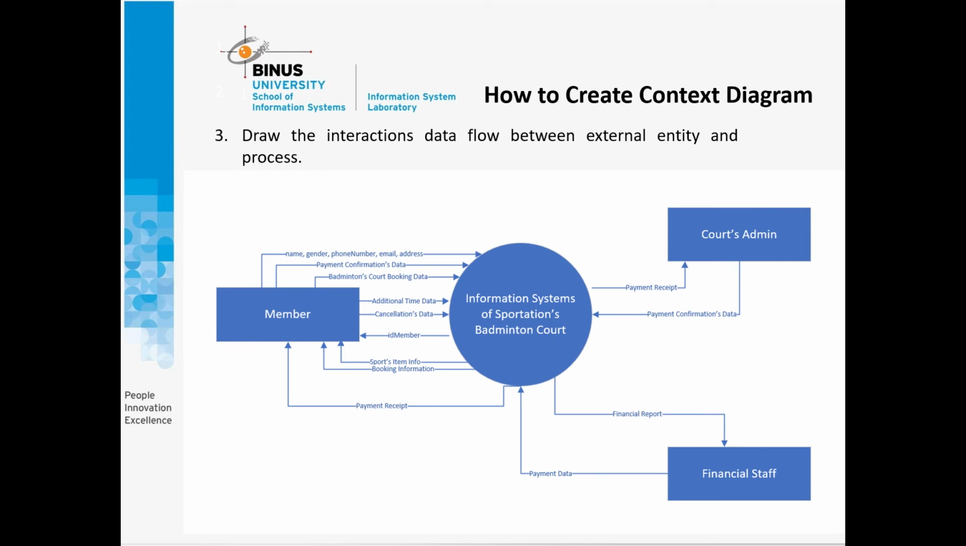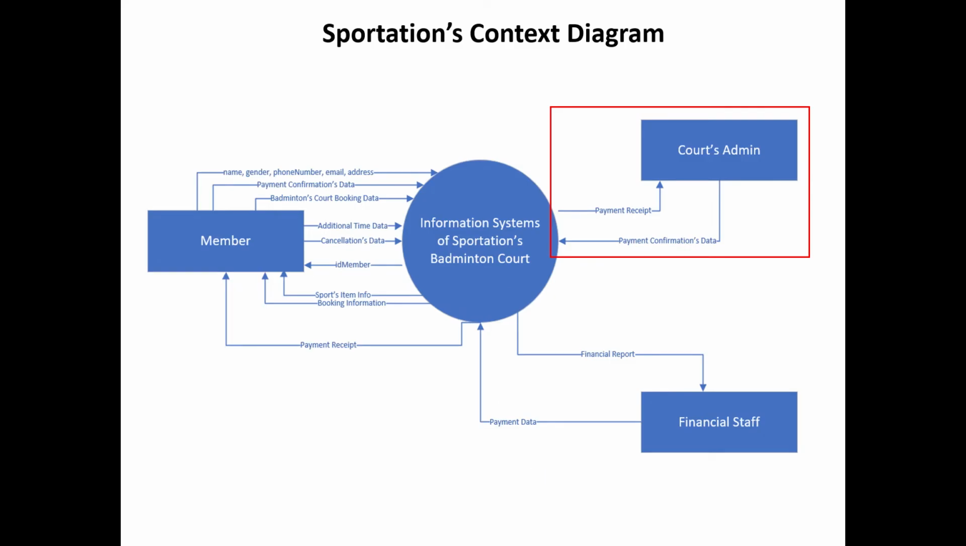Third, draw the interaction data flow between external entity and process. For more detail, I will explain the data flow information between course admin and process. As we can see from the diagram, the course admin wants to create a payment confirmation, so the admin sends an input data flow, payment confirmation data. Then, what does the admin get back? The admin will receive a payment receipt from the process. For your information, if you already created a level 0 data flow diagram, you can analyze the level 0 diagram to create the context diagram.